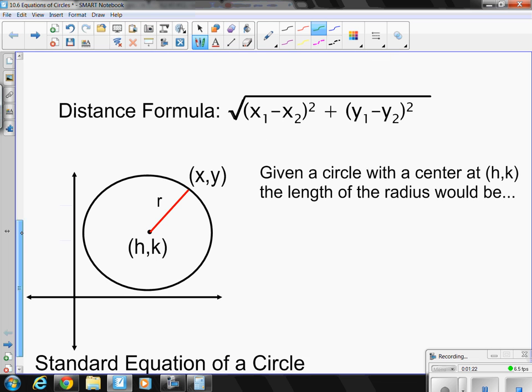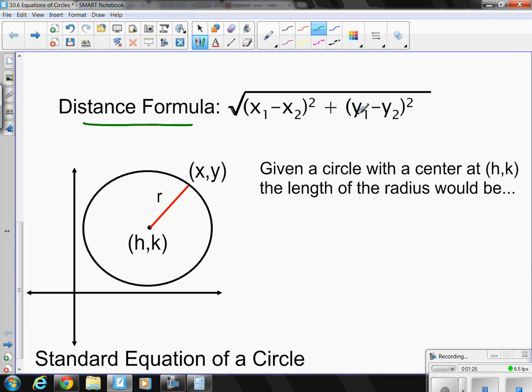Now, if you remember the distance formula, it is the square root of (x1 minus x2) quantity squared plus (y1 minus y2) quantity squared. If I want to know the length of a radius of a circle, given that the center is at a point (h, k), the length of the radius would be the square root of (x minus h) quantity squared plus (y minus k) quantity squared. So that would be the length of a radius.